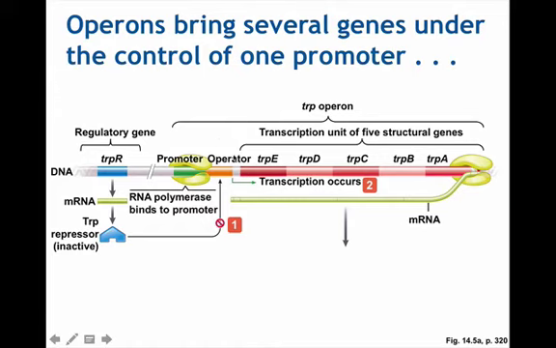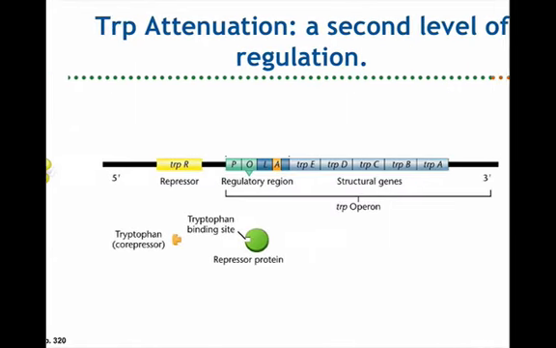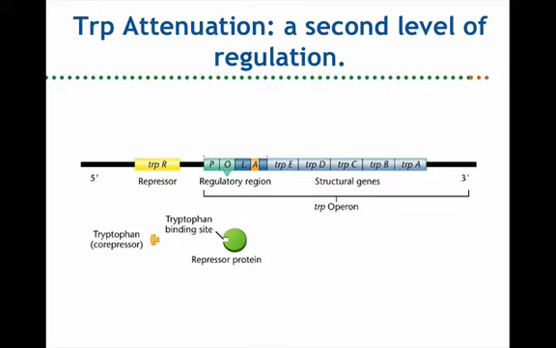Focus right here on the operator. Right here on the operator. I'm going to change the image. The graphic style will change, but we're focused on the operator. Okay, same idea. Look, promoter, operator, but right here, right beside the operator, is another gene called TRIP-L.